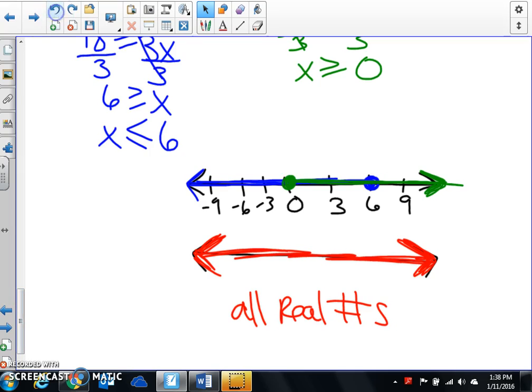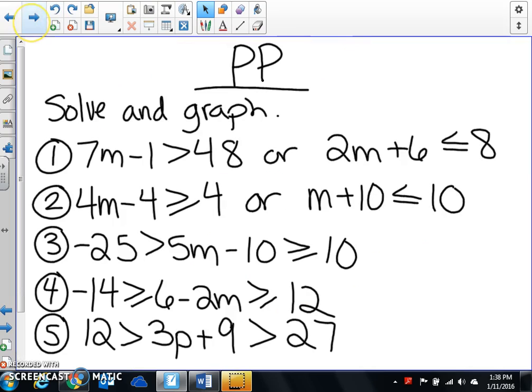Let me get that off there because I don't want you thinking. All right, here are your practice problems. You are going to solve and graph.